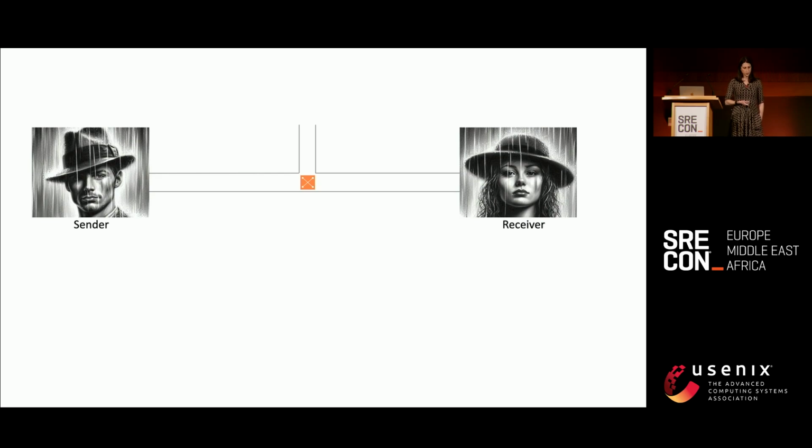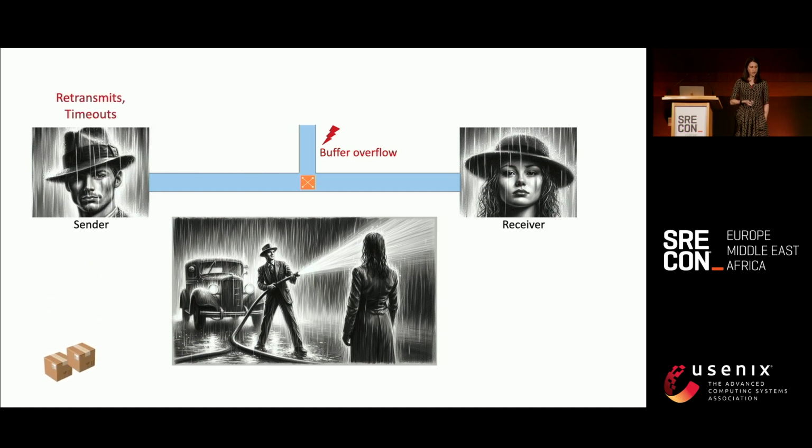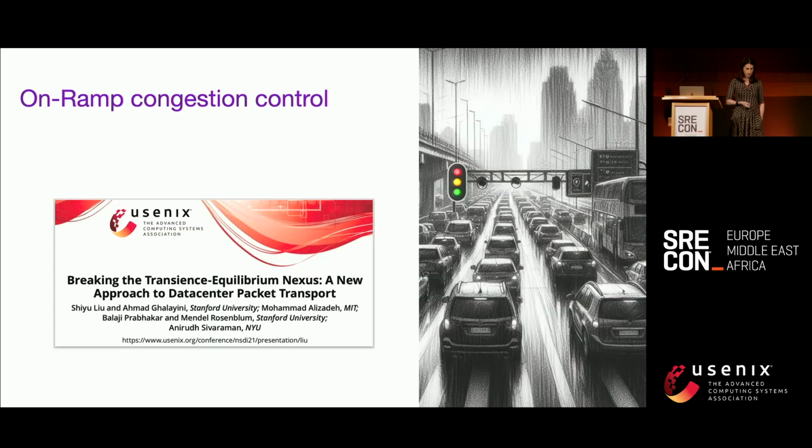So the transport protocols today, this is how they work. It's Clyde with a giant hose flooding Bunny until some intermediate buffer at a switch overflows, at which point Clyde is going to be retransmitting and timing out these packets, which then induces these tail latencies, which is what we saw in the demo. So this is another Stanford Research paper that is on congestion control.